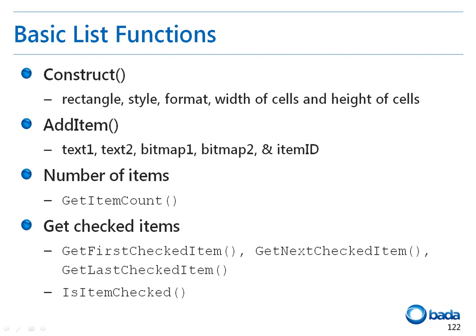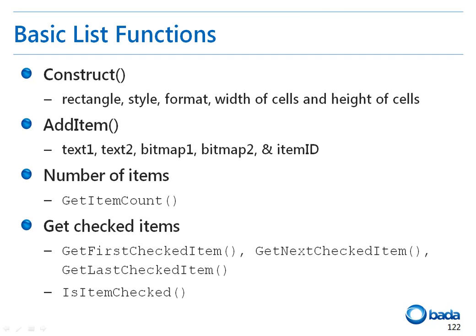The construct function receives the rectangle which specifies the list size and its location on the screen, the list style, the format, and the width and height of a cell. The add item function adds cells to a list. Since each cell can contain up to 2 text strings and 2 images, you can use this function to add all the required text and bitmap images for each cell. Additionally, you assign the item ID.